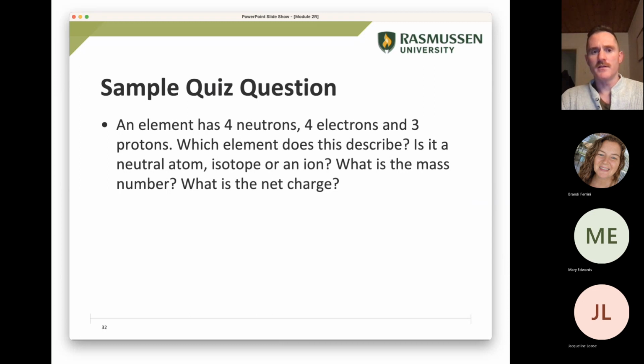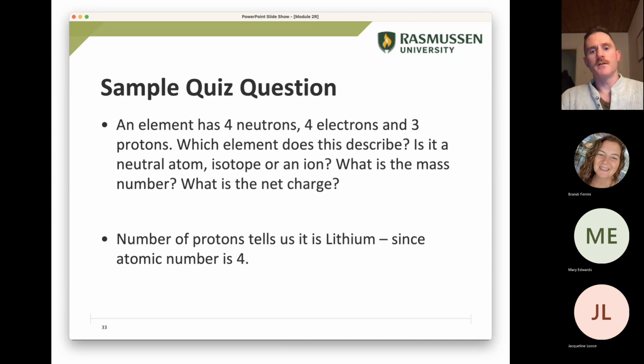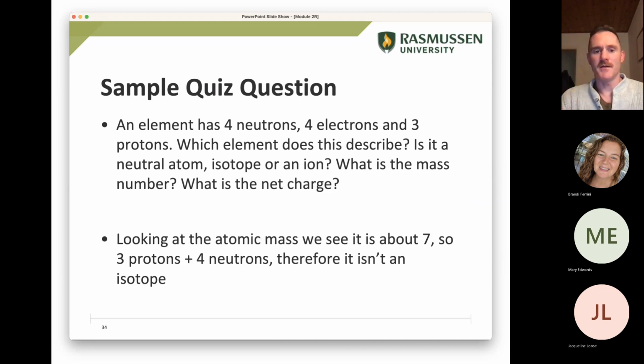So where do you even start thinking about this? Well, the number of protons tells us it's lithium, right? Since the atomic number is 4. If you go to the periodic table and you say, okay, oh shoot, the atomic number, I messed this up. The atomic number is 3. This is a typo, my bad. I'm on a new computer and my fingers got 3. So it's number 3. Hopefully you're watching and not just scanning through this, or it's going to really confuse you. But so the number of protons is 3. Atomic number is 3. Okay.